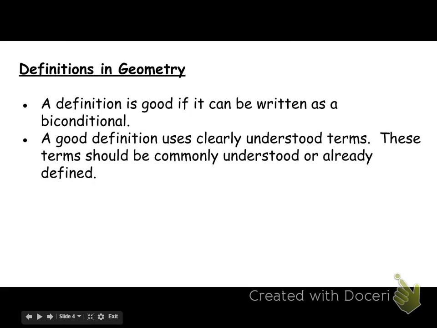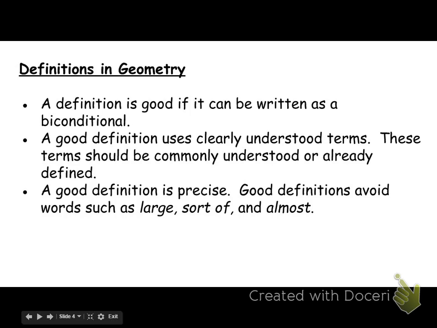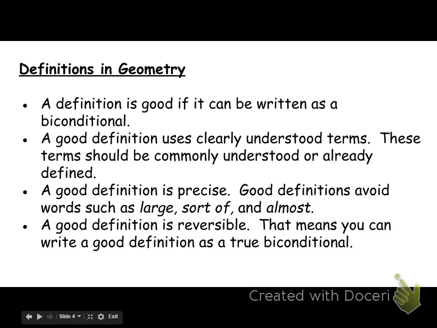A good definition uses clearly understood terms, something we commonly understand or already have been defined. We don't bring new stuff into a definition. It's precise. We avoid words like large, sort of, and almost. You know, it's not about this. No, it's exactly something if it's a good definition. It's precise. And it's reversible. You can write a good definition as a true biconditional.